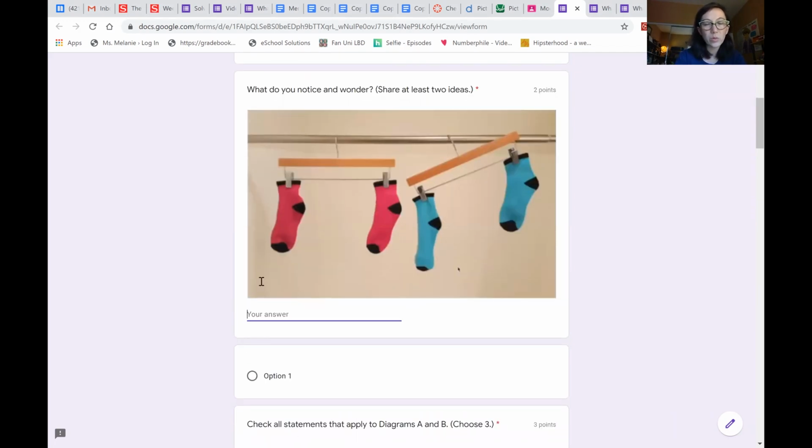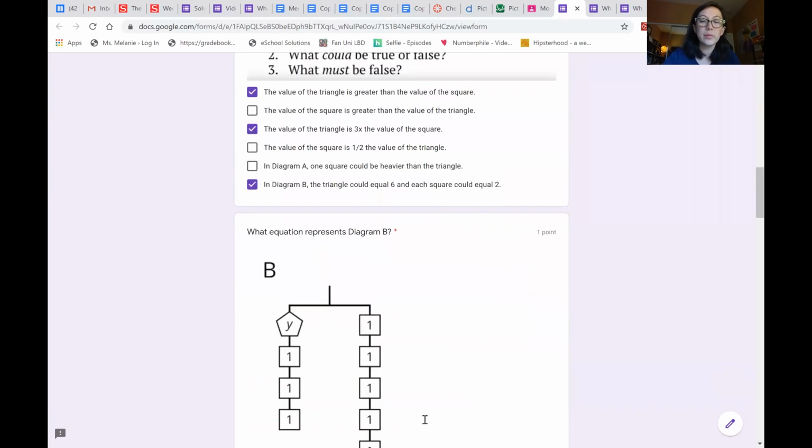It says, what do you notice and wonder? I notice that the pink socks are balanced, so they must be the same. They must weigh the same. And the small blue sock is heavier than the big blue sock. So it's weighing down one side of the hanger. All right, that seems like a really good answer, right? It's really long and all that stuff.